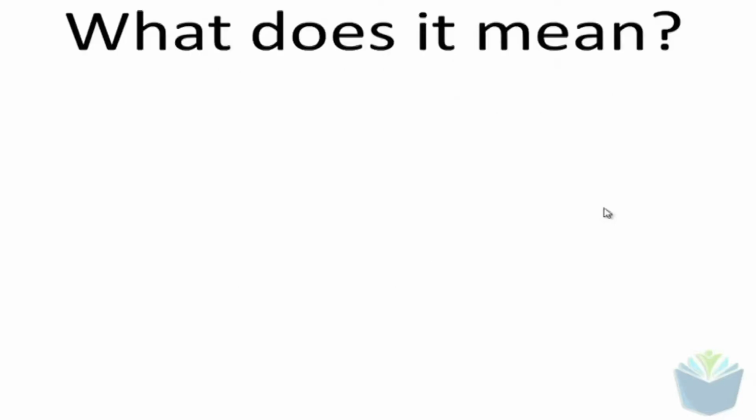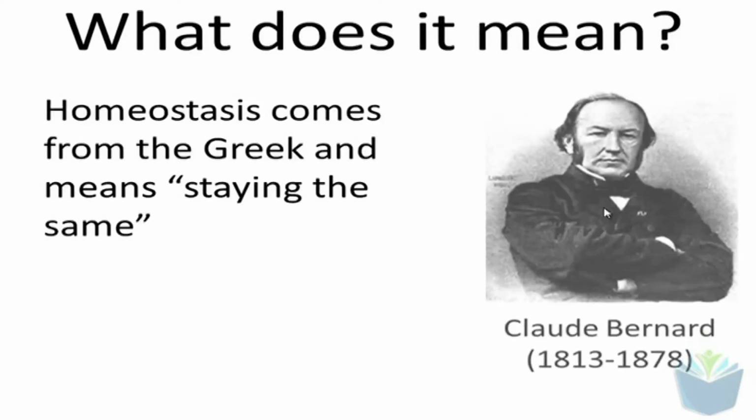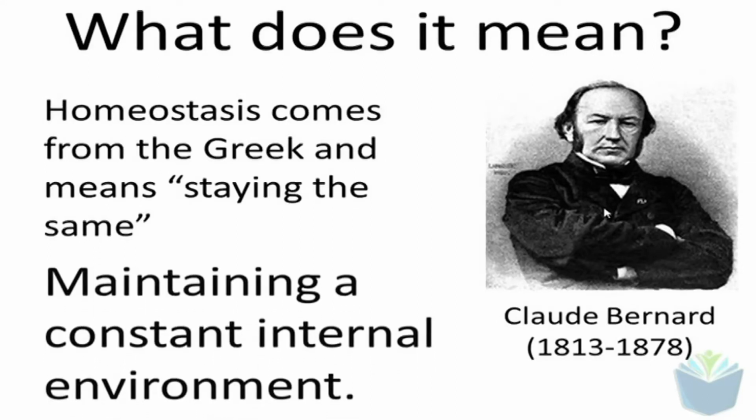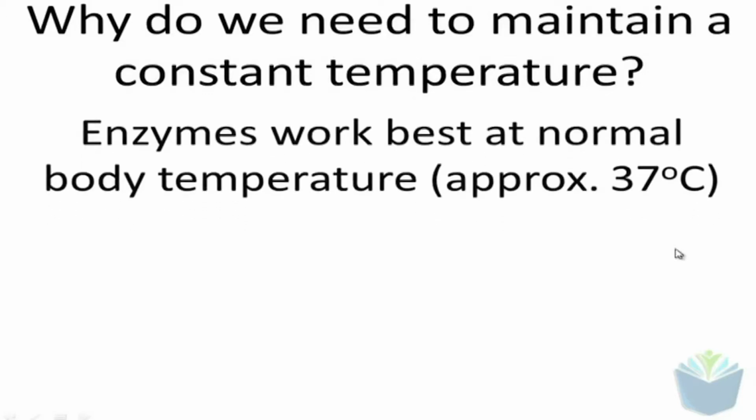Okay, so we should remember that homeostasis basically means staying the same. The word was introduced by Claude Bernard, and it basically means maintaining a constant, stable internal environment. So why do we need to maintain a constant temperature? Well, the most important reason is enzymes. Enzymes are biological catalysts in that they speed up chemical reactions. They also have an optimum temperature, which is approximately 37 degrees.